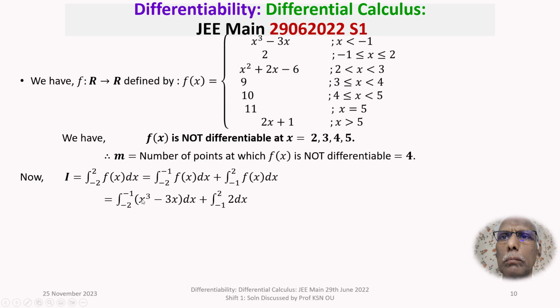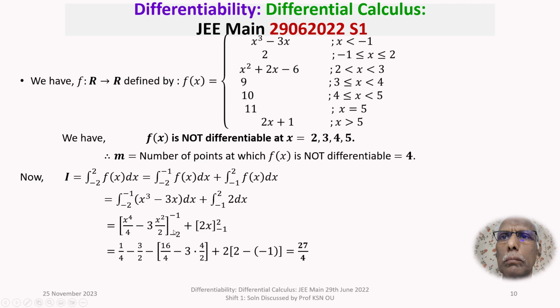When you integrate, it will be x to the power of 4 by 4 minus 3x square by 2, to be evaluated between the limits x equal to -2 to -1, and after integration here, it will be 2x, to be evaluated between x equal to -1 to 2. Upper limit is -1, substitute, minus the lower, that is at x equal to -2, this is the second bracket, plus 2 is common into, for upper it is 2, for the lower minus of minus 1. Simplify and you will get 27 by 4.